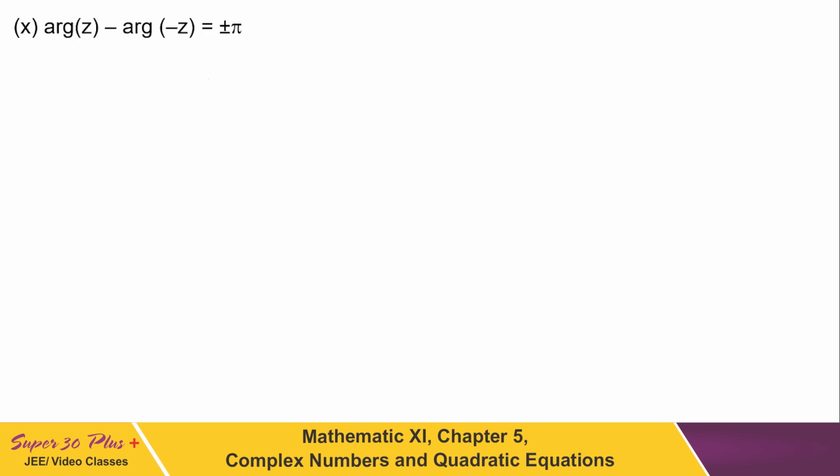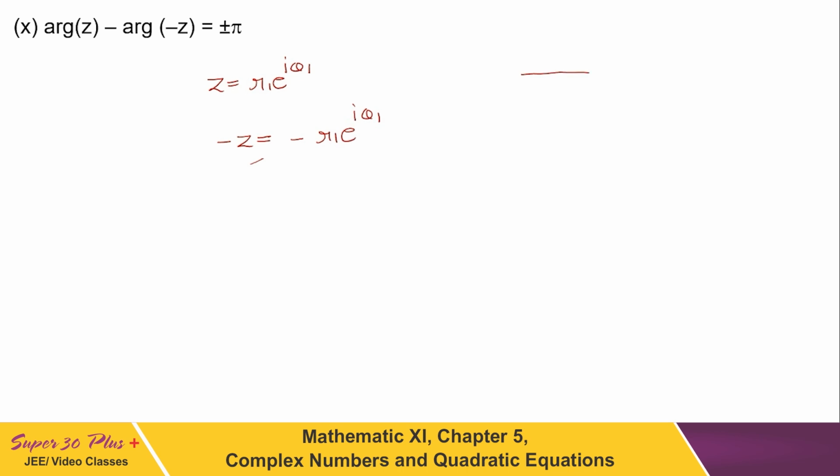Property number 10 is here. Let z is equal to r1 e to power iota theta 1. Then what is the value of minus z? Minus z is minus r1 e to power iota theta 1. What is the value of argument z minus argument of minus z? Argument of minus z: if z lies in the first quadrant, then minus z lies in the third quadrant. If z lies in the second quadrant, then minus z lies in the fourth quadrant.